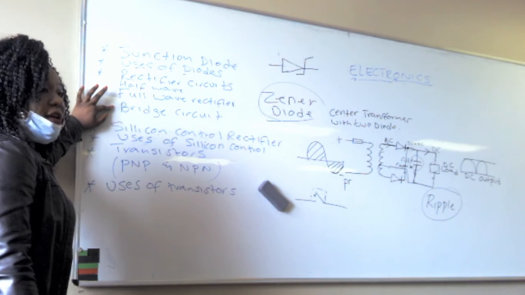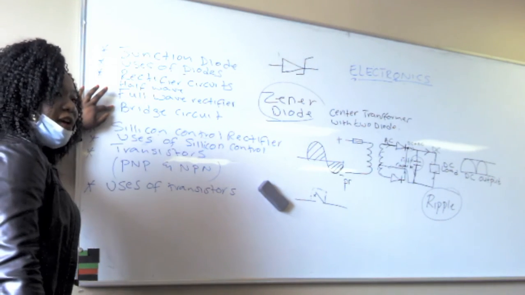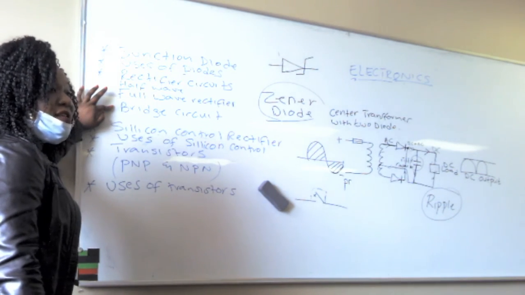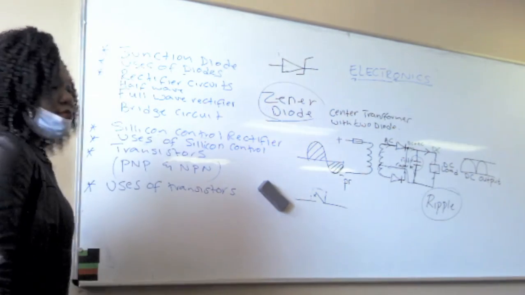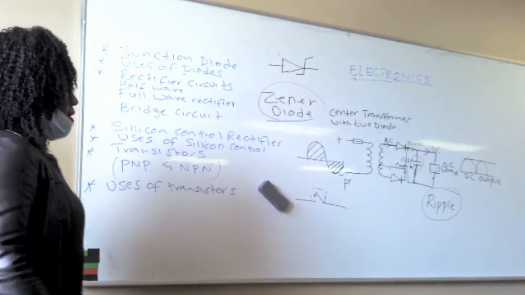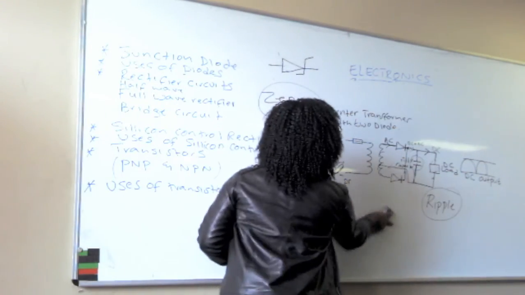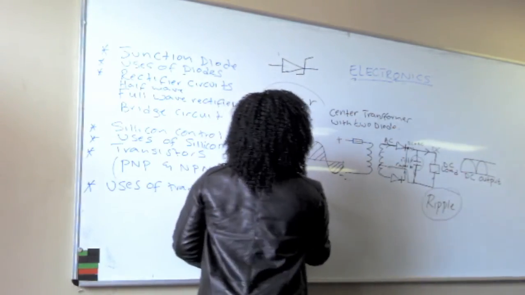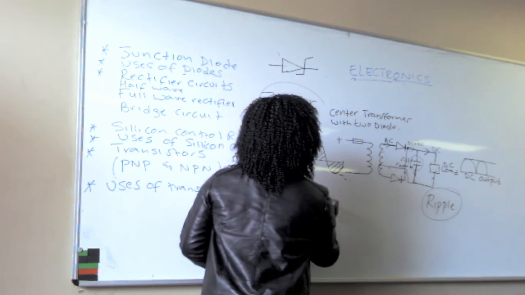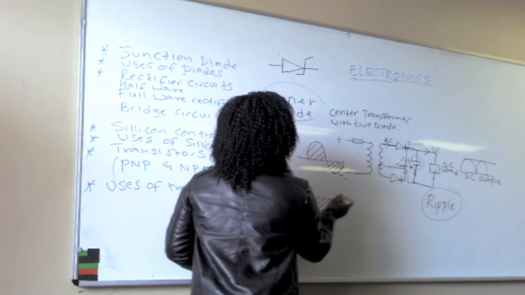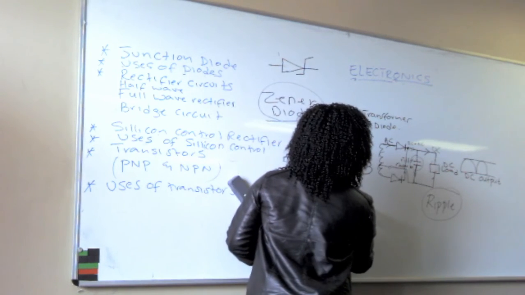With a bridge circuit, it's a full wave rectifier again, but it uses what we call a bridge. It uses 4 diodes. So what we do with a bridge, you are going to have that, which is your AC wave, and both waves will be conducted. Then you are going to have a transformer.